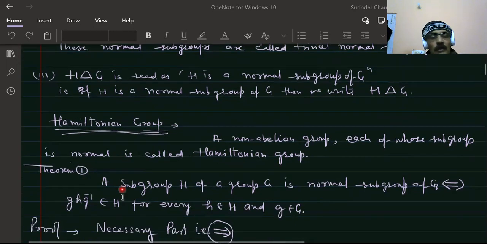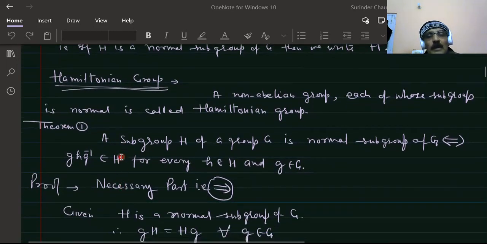Now, let's prove the first thing based on it: a subgroup H of a group G is a normal subgroup of G if and only if g h g inverse belongs to H, for every h belongs to H and g belongs to G.